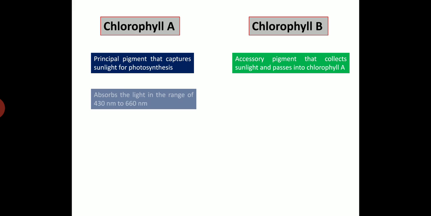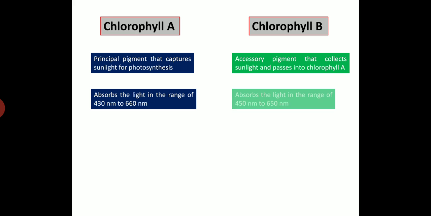Now, next is chlorophyll A absorbs light in the range of 430 nanometer to 660 nanometer. Nanometer indicates the wavelength of light. There are various wavelengths of light. So chlorophyll A can absorb light in the range of 430 to 660 nanometer, whereas chlorophyll B absorbs light in the range of 450 to 650 nanometer.